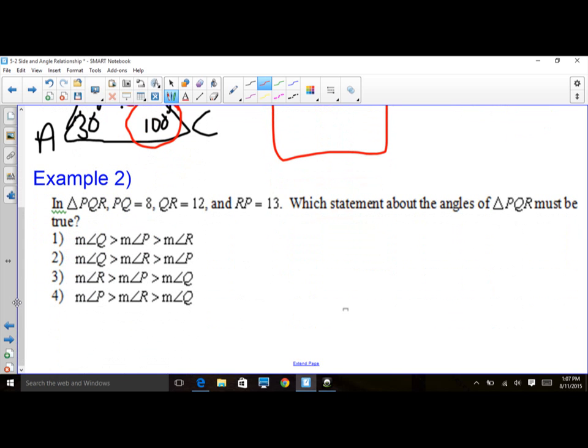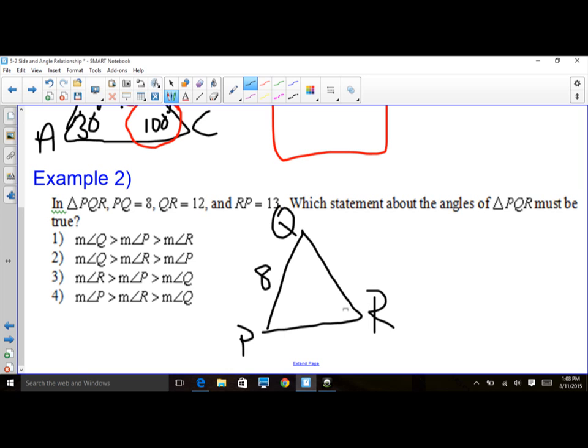This is a multiple choice question, and they're telling us in triangle PQR, so I'm just going to get that sketch going. Here's my triangle. Here's PQR. PQ is 8, QR is 12, and RP is 13. They want to know which of the following statements is true about this triangle. So I am seeing that they're looking at the measures of angles, comparing their measures. So I'm going to set up my small, medium, large again. Whenever I have small, medium, large, it's easier to deal with these inequalities. They look a little difficult right now.